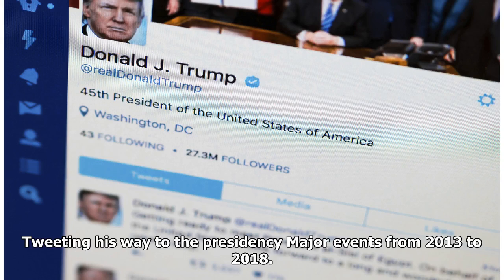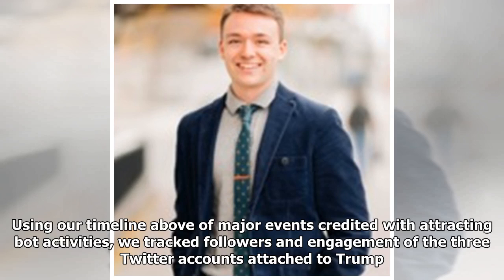Tweeting his way to the presidency. Major events from 2013 to 2018. Using our timeline above of major events credited with attracting bot activities, we tracked followers and engagement of the 3 Twitter accounts attached to Trump.